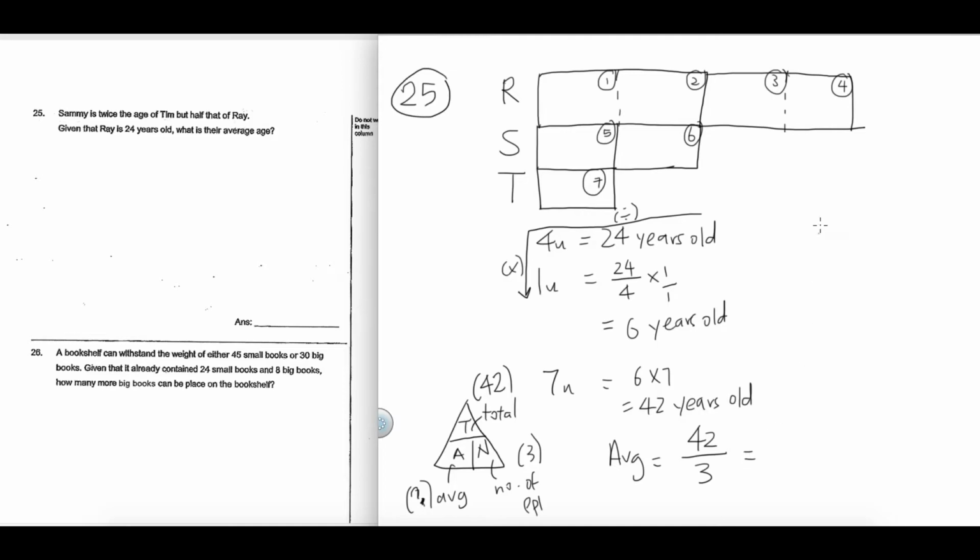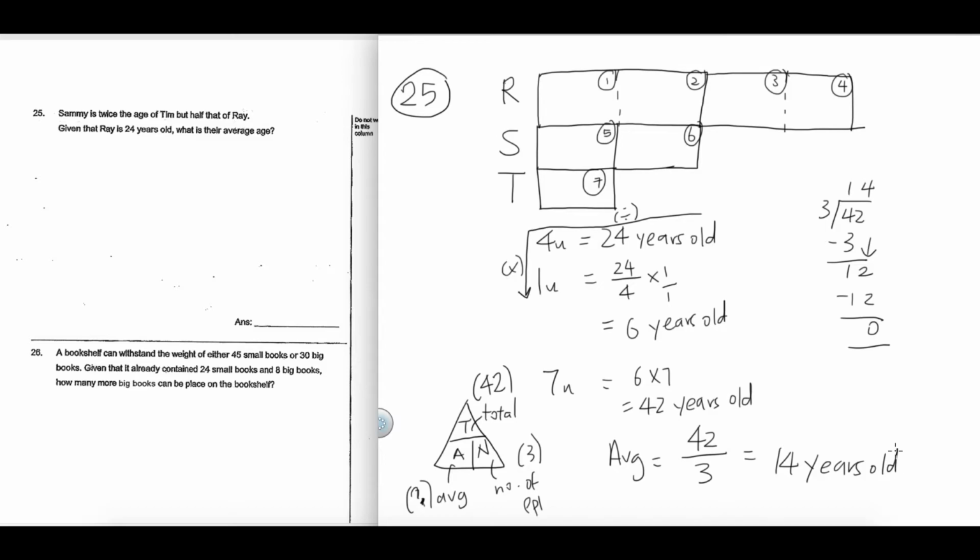Alright, so let's divide together. 42 divided by 3, we're going to get 14. Answer is 14 years old.